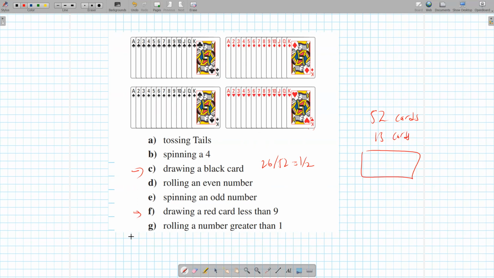Drawing a red card less than 9. So how many cards do we have in each suit? 13. How many do we have that are less than 9? 8. So in each suit we have 8 and we have 4 suits. So there's going to be 32 cards that are less than 9 out of 52. I can reduce this to 16/26, and then 8/13, there we go. 8 out of 13.